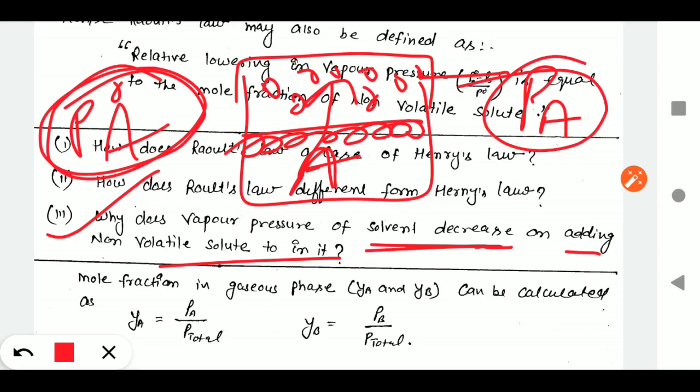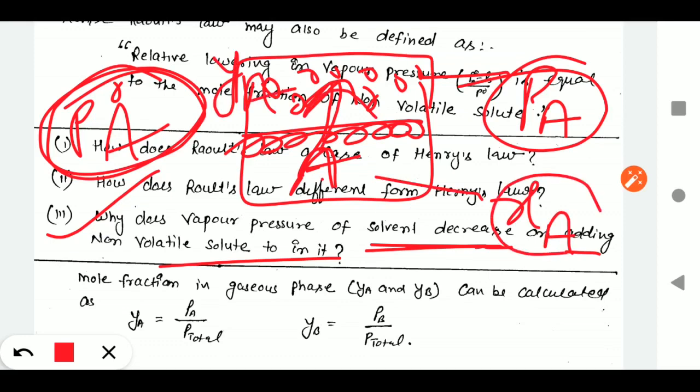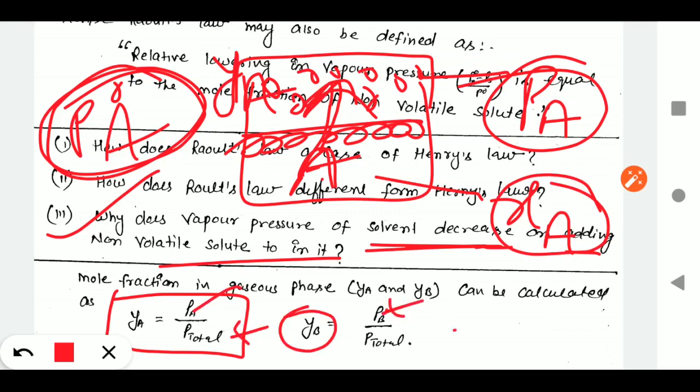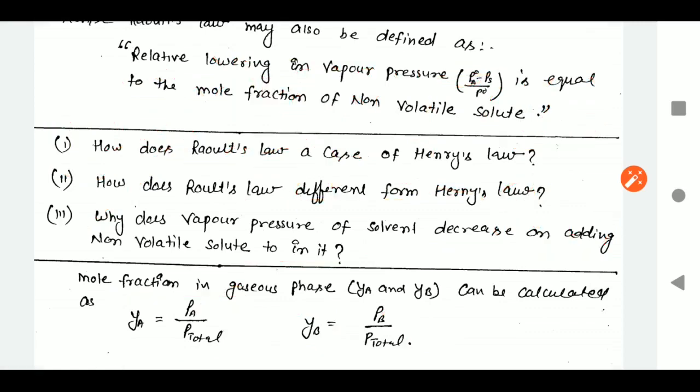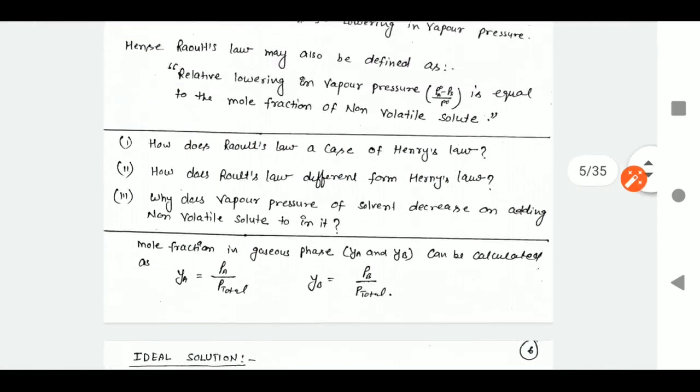So students, one more thing you will keep in mind: here the mole fraction in solution is XA, but as I am saying, some molecules will also go into the vapor phase. Suppose I call them YA. XA you have found from Raoult's law, but how will you find YA? There are formulas for that. Divide PA by P total, and if you are talking about component B, then divide PB by P total. So this is all about your Raoult's law.